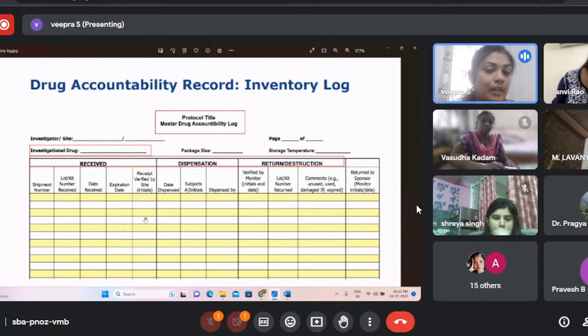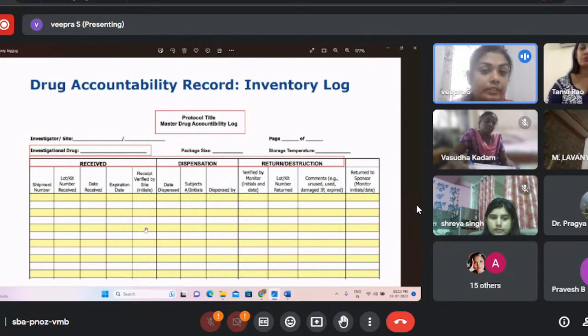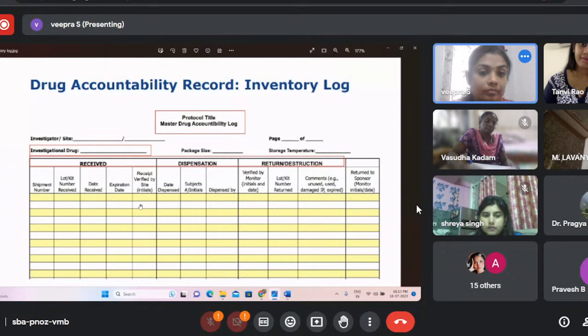So when you are receiving the IP, what do you have to do? First, you have to check that all the information present in the IP shipment document and the IP which is received is correct. Is there any deviation in the temperature during the transportation time? And do the IWRS registration. Then after that, complete the inventory log or master accountability log. Clear? Any doubts? No. Okay.